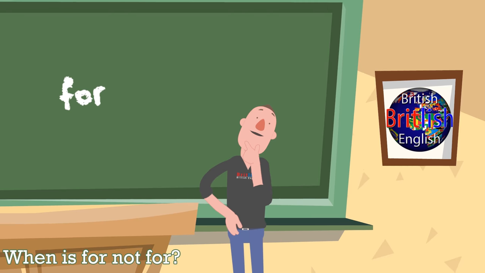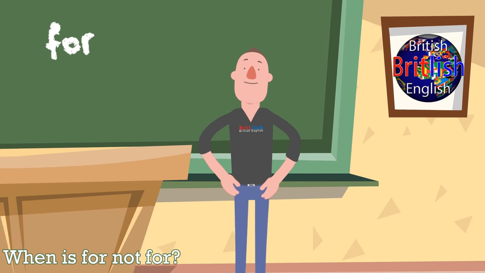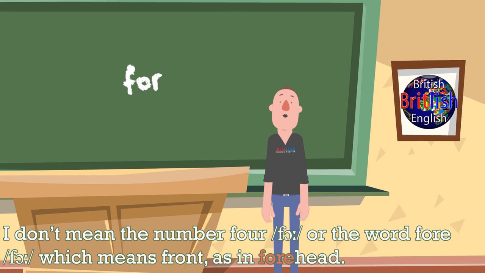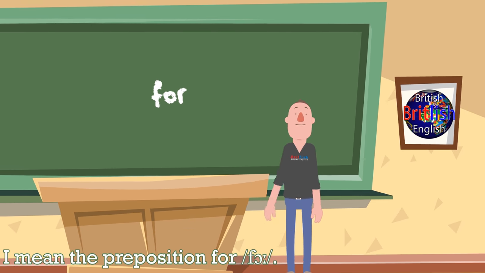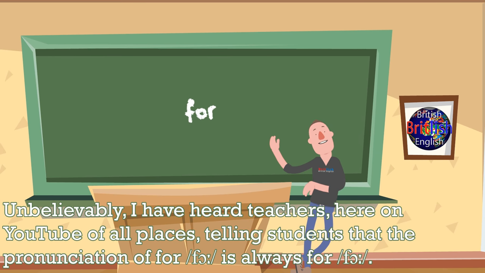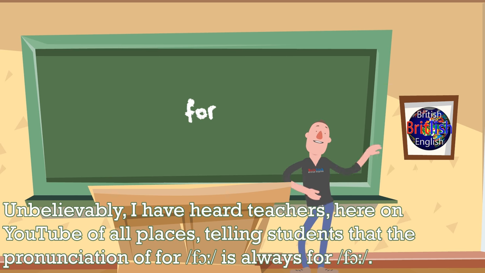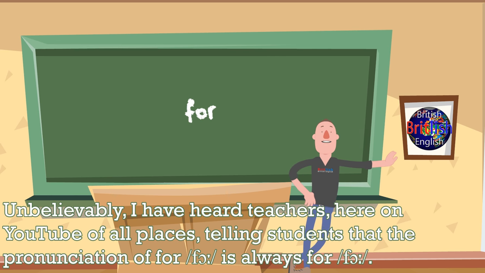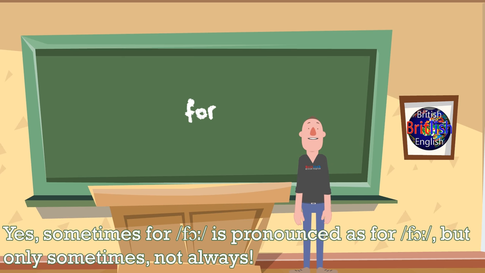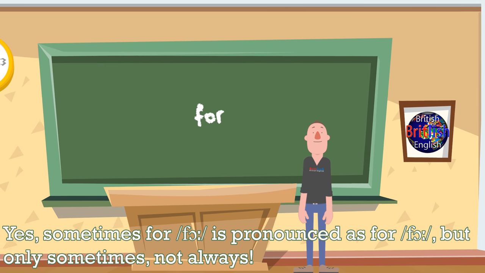When is "for" not "for"? I don't mean the number four, or the word "fore", which means front, as in forehead. I mean the preposition "for". Unbelievably, I've heard teachers, here on YouTube of all places, telling students that the pronunciation of "for" is always "for". Yes, sometimes "for" is pronounced as "for", but only sometimes, not always.